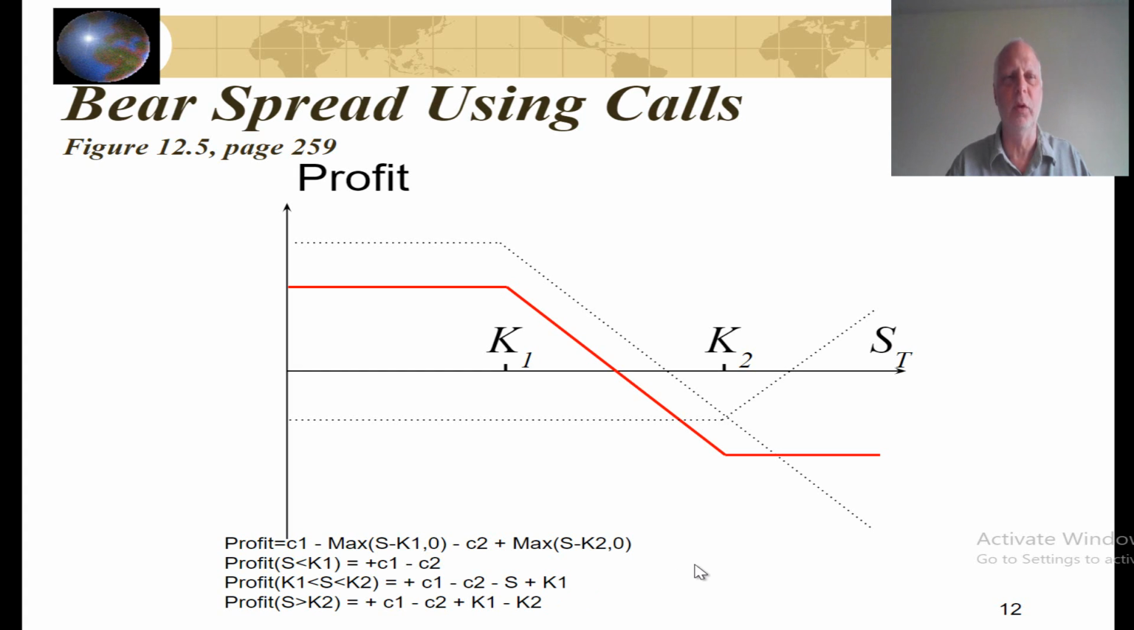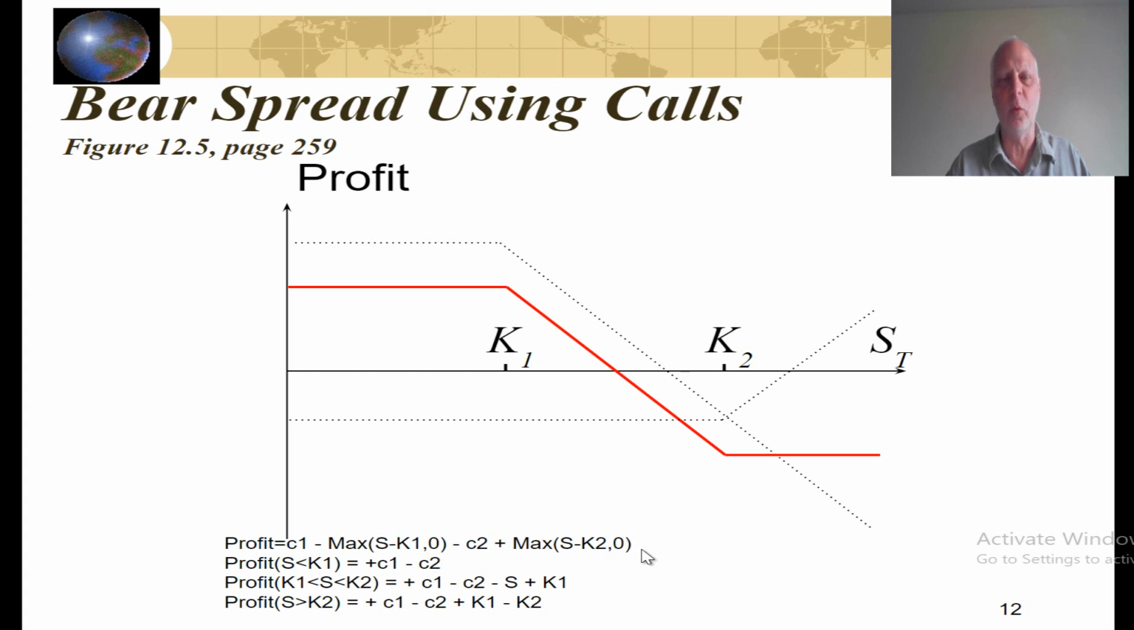So the last spread we look at is the bear spread using calls. We will construct this by selling, or going short, a call with a strike price K1, and buying, or going long, a call with a strike price K2. So our profit equation will be profit equals C1 minus the maximum of S minus K1, comma 0, and then minus C2, maximum of S minus K2, comma 0.